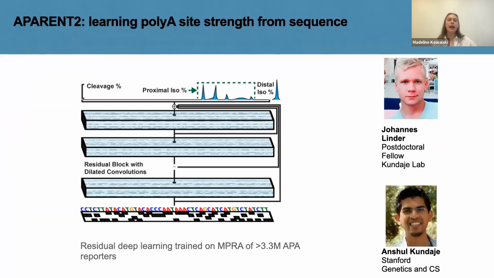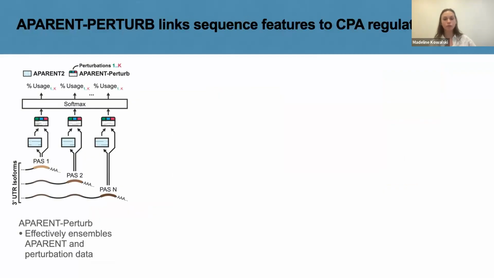So to understand how local sequence content affects response to perturbation, we collaborated with Anshul Kundaje and Johannes Linder. In their previous work, they trained a neural network, Aparent2, that provides predictions of polyA site strength based on sequence content. So this identifies important sequence features that affect how strong a polyA site is, but importantly, we don't know anything about which regulators modulate this polyA site strength.